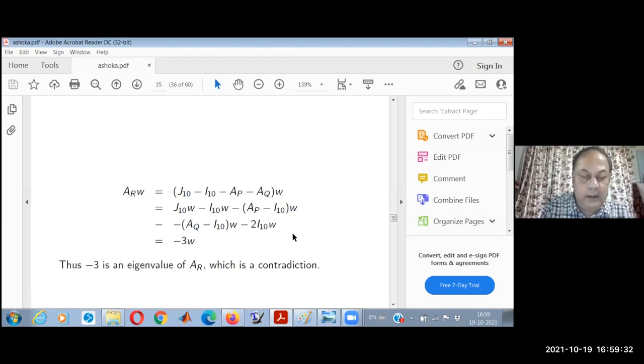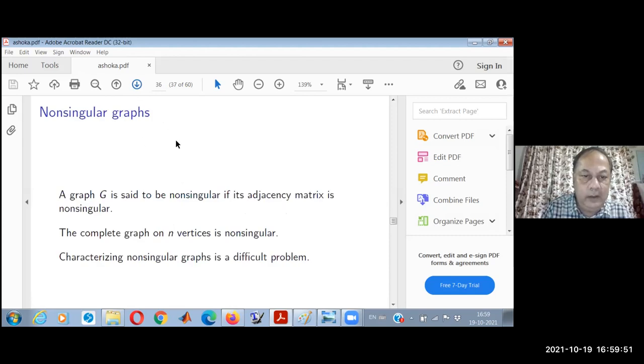So I think this is an interesting proof which uses very basic linear algebra, but I don't think there's a combinatorial proof, or I'm not aware of a recent development, but I have not seen a combinatorial proof. And by the way, this is just one example. There are many, many results which are proved like this by using linear algebraic techniques. Okay, now moving on to non-singular graphs.